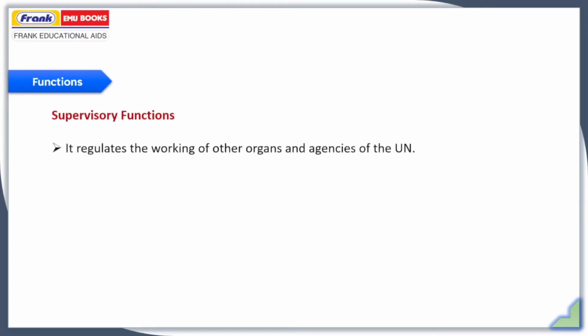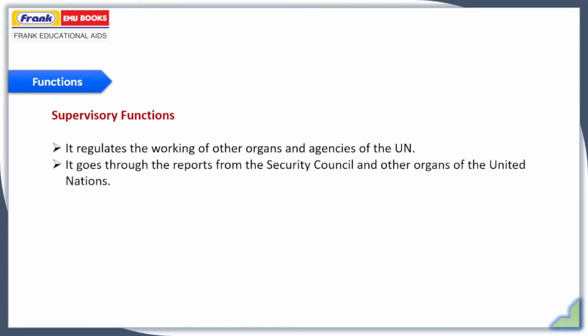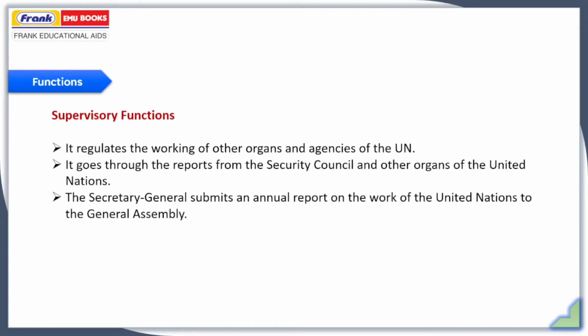Now, what are the functions of the General Assembly? So, the main function is supervisory. It regulates the working of other organs and agencies of the United Nations. It goes through the reports from the Security Council and other organs of the United Nations. The Secretary General is the most visible figure of the United Nations. The current Secretary General of the United Nations is Antonio Guterres. He is from Portugal. He was also the former Prime Minister of Portugal.